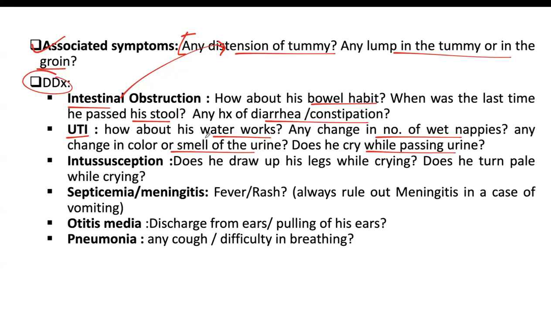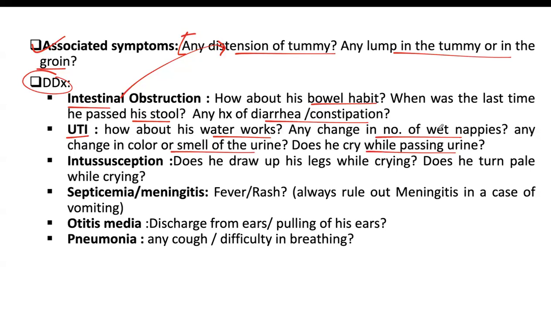Okay, so we want to know how about his waterworks. Now, for UTI, sometimes children can have a change in the smell of the urine. So parents can say the urine smells very funny. And definitely, because it causes burning discomfort, the children can cry while passing urine.